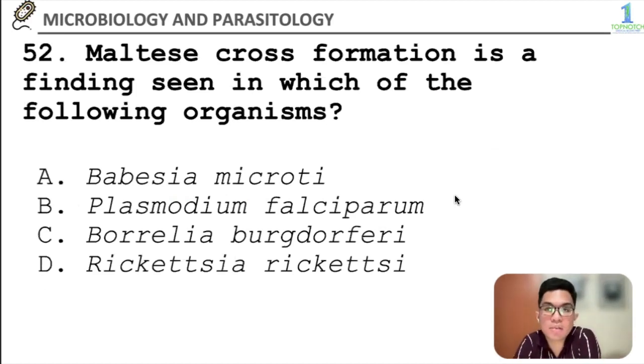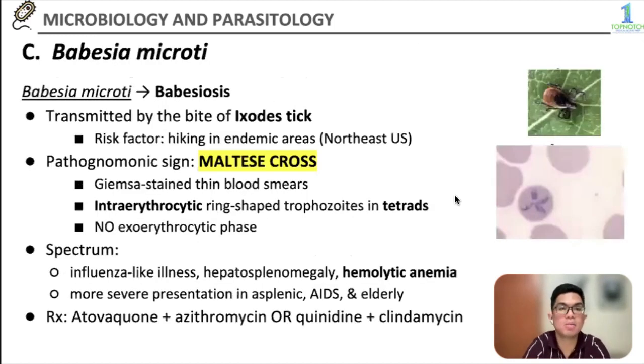So, a Maltese cross formation is pathognomonic, or the buzzword for Babesia microti. Okay? So, babesiosis is transmitted by the bite of your Ixodes ticks, usually a problem in Northeast United States. And pathognomonic is the Maltese cross. So, para siyang 4 ring-shaped trophozoites in a tetrad. Kaya siya parang cross. Okay?